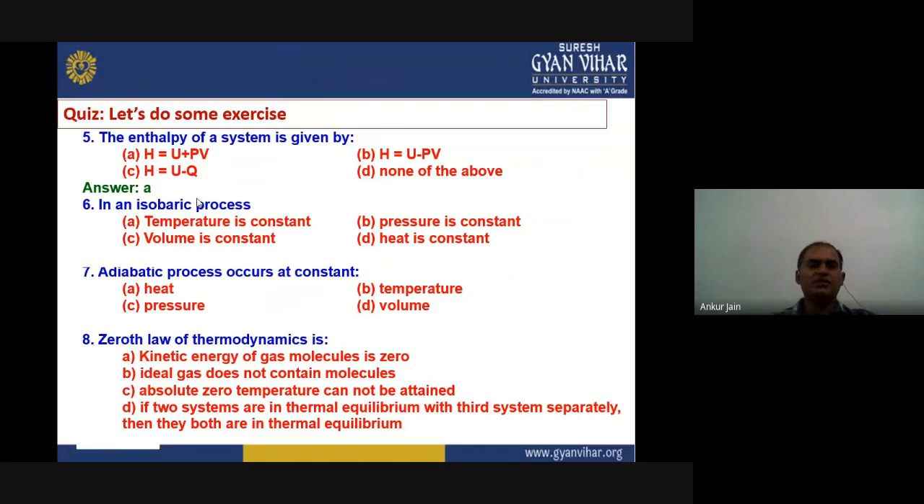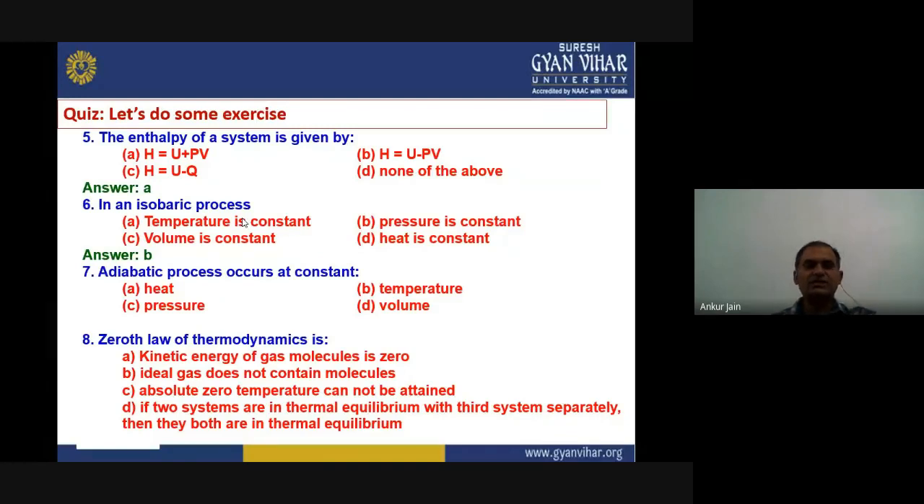Now let us go for the next question, that is, in an isobaric process, the temperature is constant, pressure is constant, volume is constant, or heat is constant. So isobaric process is defined as a process where the system changes from one state to another state by keeping pressure constant. That means the right answer for this question is option B, pressure is constant.